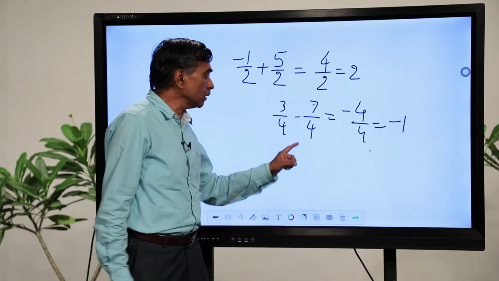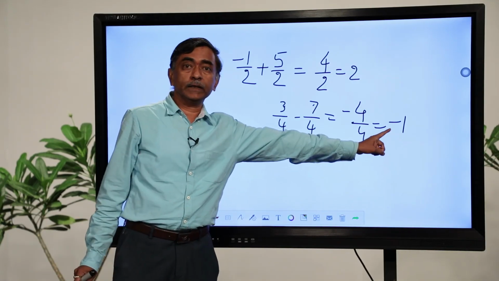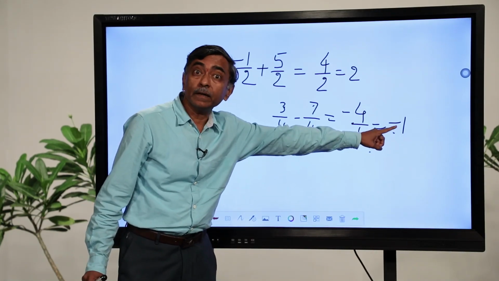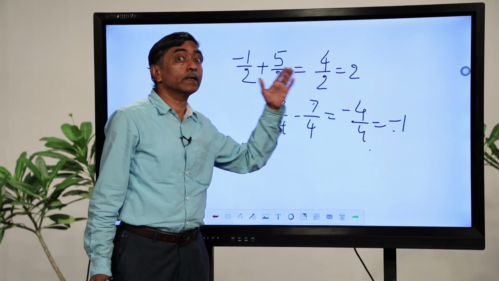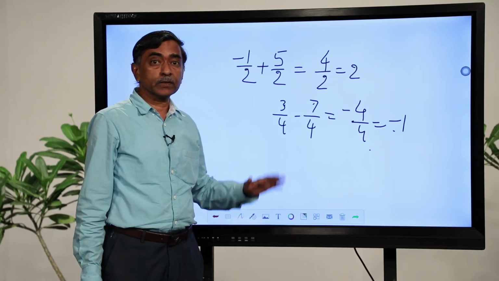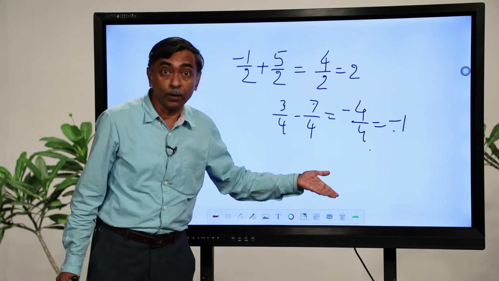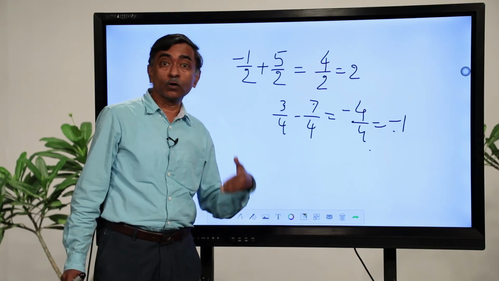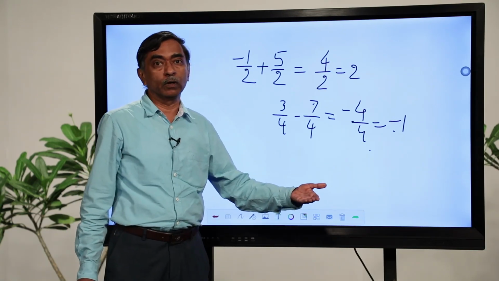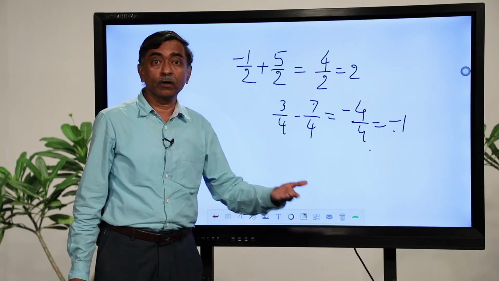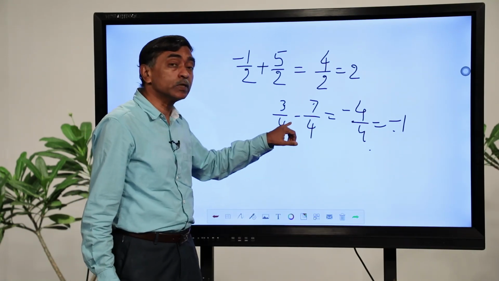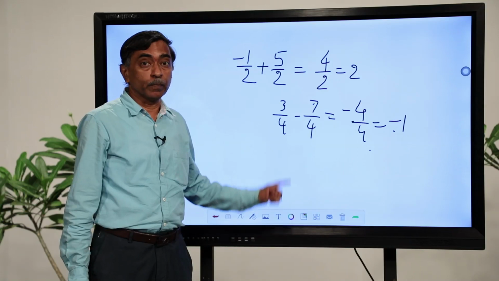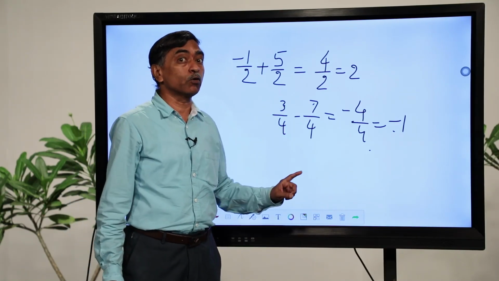Now, here you can see that under the operation of subtraction, the collection of rational numbers is closed, because whatever resulting number you are getting, it is again a rational number. Will it hold in the case of natural numbers? Just now I showed you that if I take two whole numbers, for example 2 minus 3, or if I take two whole numbers 0 and 2, will 0 minus 2 be a whole number? It will not be a whole number. Will 2 minus 3 be a whole number? It will not be a whole number. So, the collection of whole numbers and the collection of natural numbers are not closed under the operation of subtraction, but the collection of integers is definitely closed under subtraction.